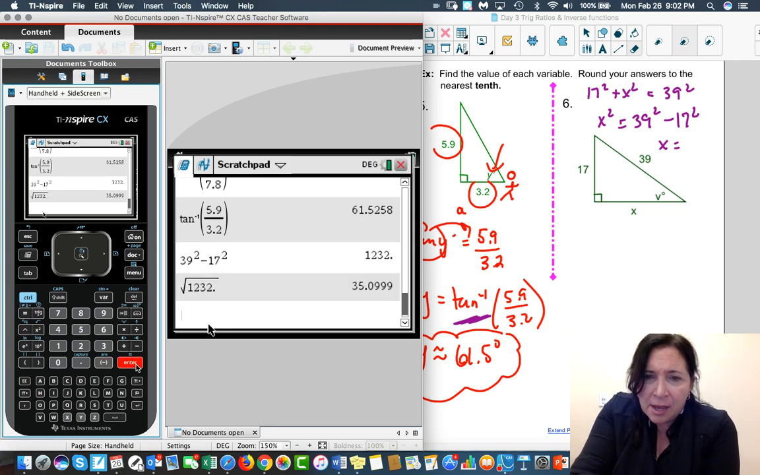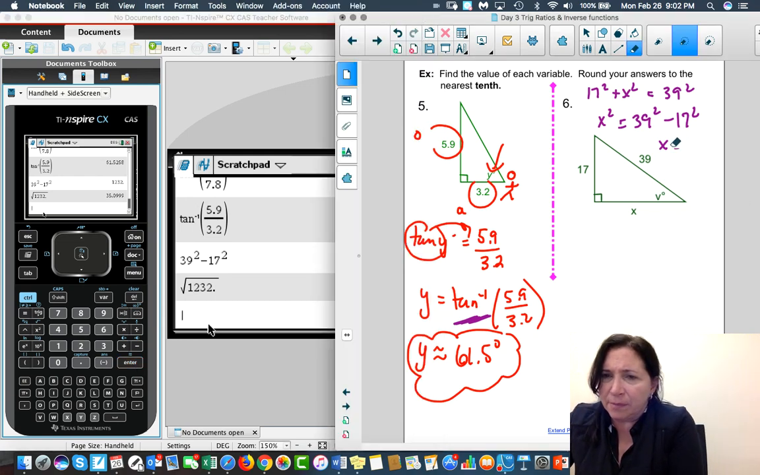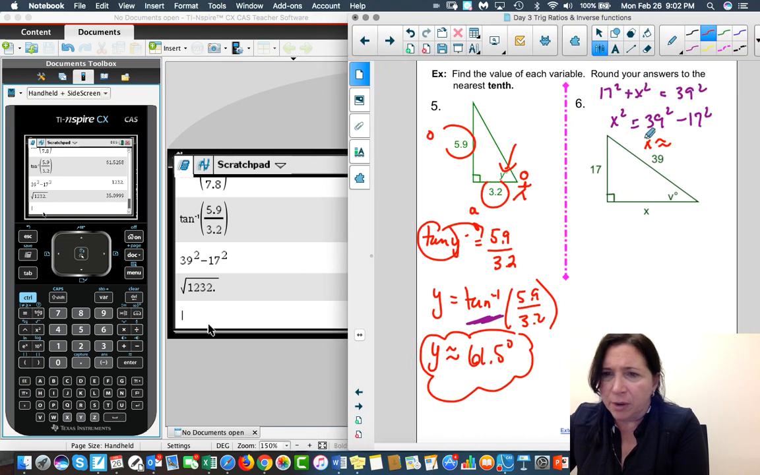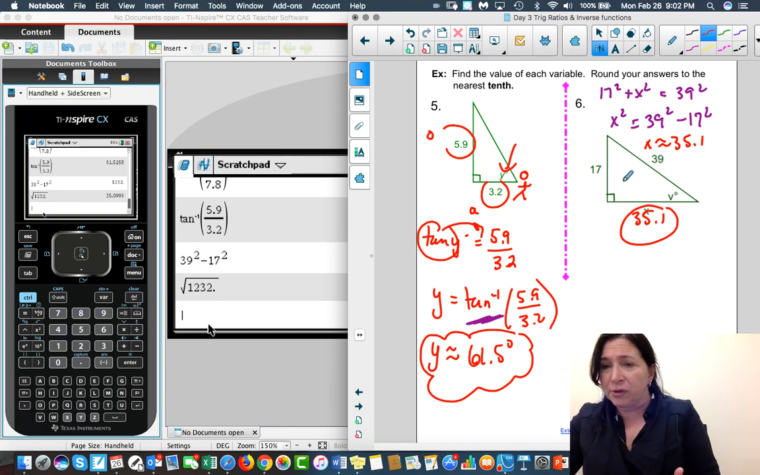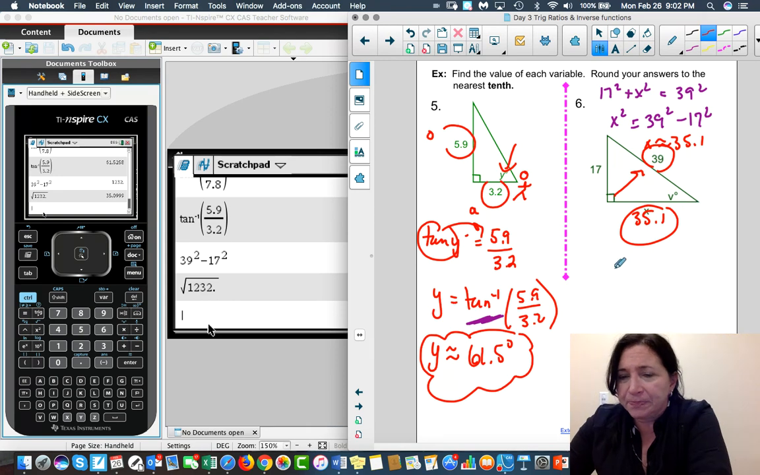But I get 35.1. So that looks like x is about, oops, okay, wrong tool. So x is about, what was the answer? 35.1. So 35.1. So that's x. So x is 35.1, which, by the way, is reasonable because remember, the side opposite the right angle has to be my biggest side. And it is because this is less. Okay, so now let's find v.